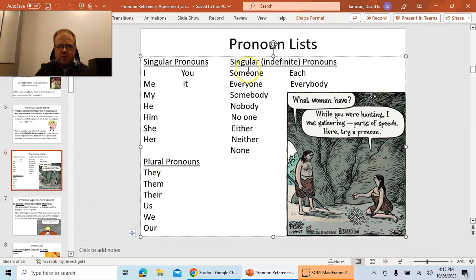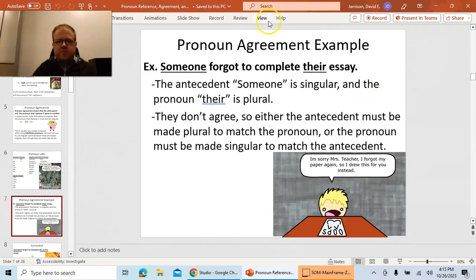Singular indefinite pronouns: these are ones that you would use as if they were singular, even though they are referring to plural people. Someone, everyone, somebody, nobody, no one, either, neither, no, none. Each and everybody. Some of these are referring to nobody at all, so it's pretty easy.